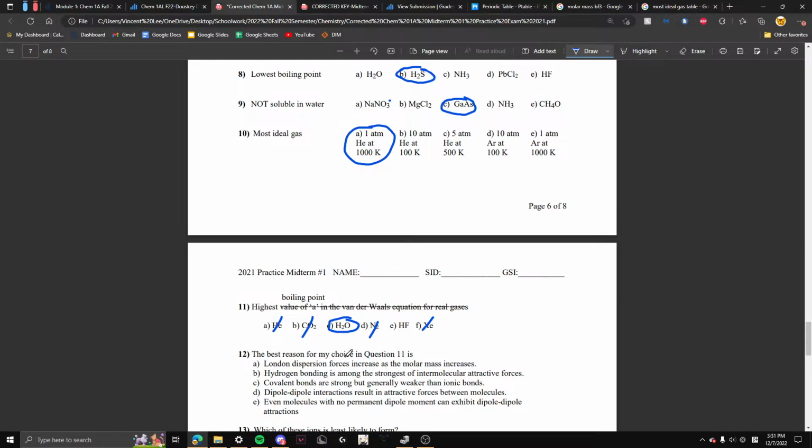And then the best reason for my choice in question 11 is it's a mix of both B and A. I think it was mainly B though, because I eliminated like 1, 2, 3, 4 answer choices. So it's B.